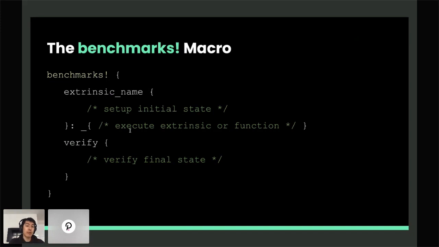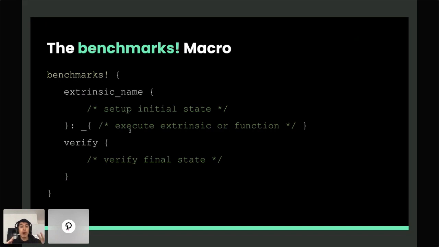We have this benchmarks macro, where basically you pick an extrinsic, you have some code which sets up the initial state of what you want to benchmark, then a line where it basically executes that function or that extrinsic, and then a verify block where you can verify the final state. And really, the benchmarks macro acts like you're writing a runtime test. Basically, you're just setting things up, executing your function, and verifying that it all worked as you expected.